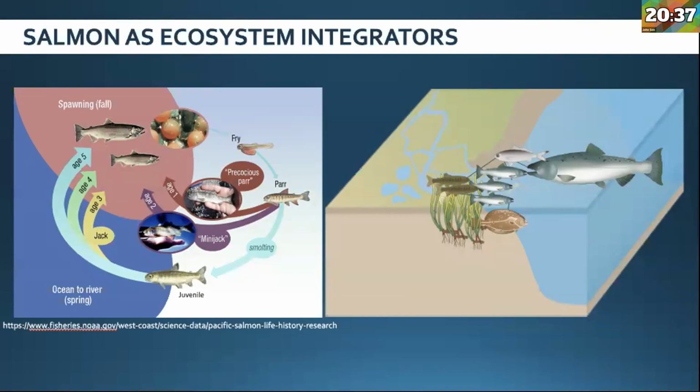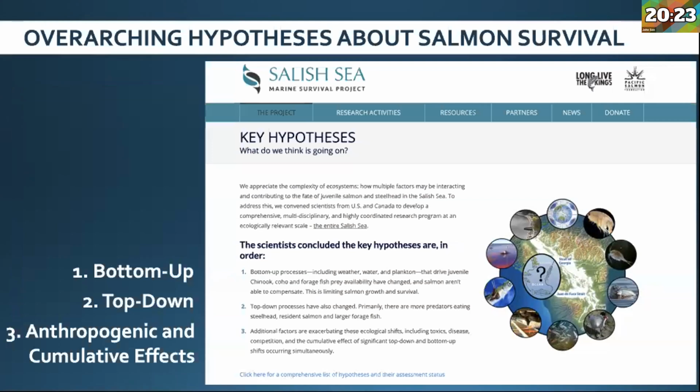But it also makes it really complex. The Salish Sea is a highly urbanized ecosystem, and there are lots of different factors that could be at play in terms of reduction of marine survival during this phase. So the project, the Salish Sea Marine Survival Project, had some articulated hypotheses surrounding it at the beginning. And these fell into 3 major categories. So bottom up, top down, and anthropogenic or cumulative impacts were the 3rd one.